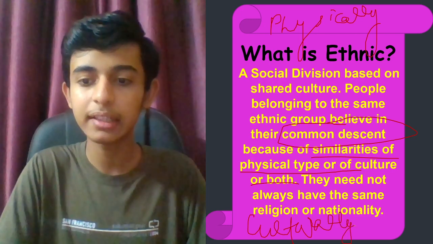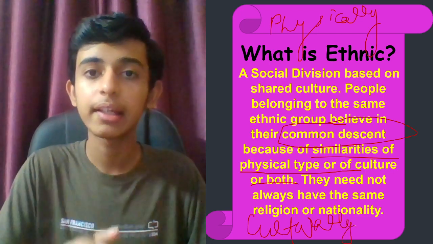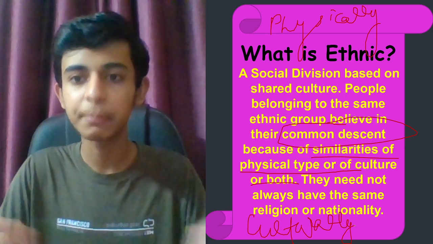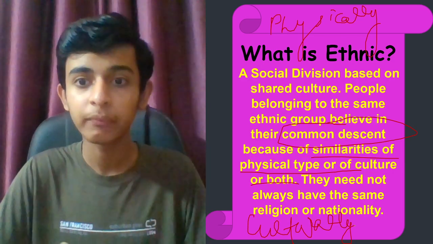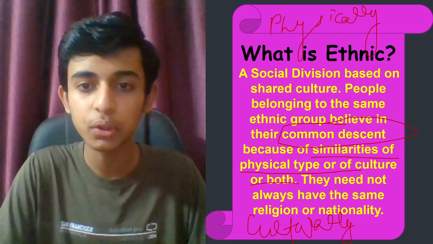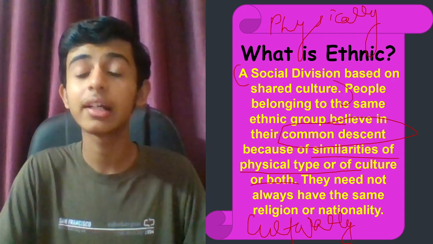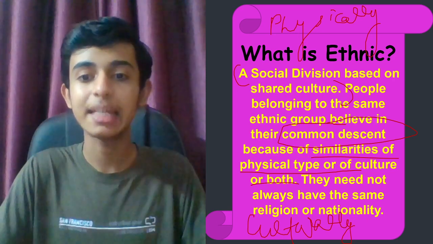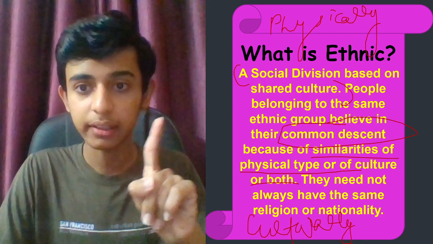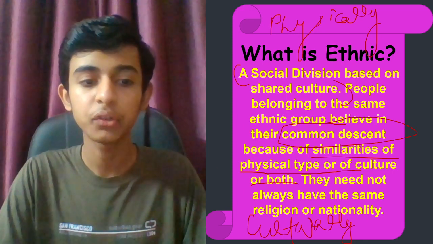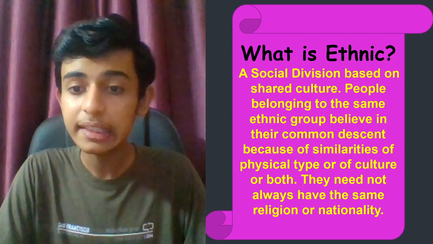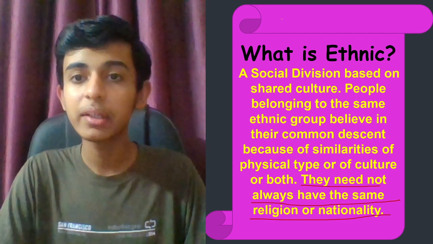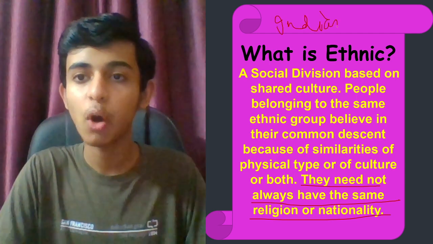Clear, everyone? Write them down in your notebook. Start writing. Learn ethnic. What is ethnic? Social division based on shared culture. Learn it right now. If this much is clear, social division based on shared culture, it means people will find similarities between them because the culture is almost the same. But there is a condition over here. Try to understand the condition. The condition is that they need not always have the same religion or nationality. Even Indians and Americans can form ethnic groups.